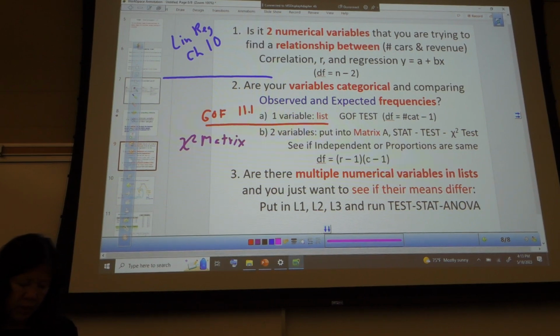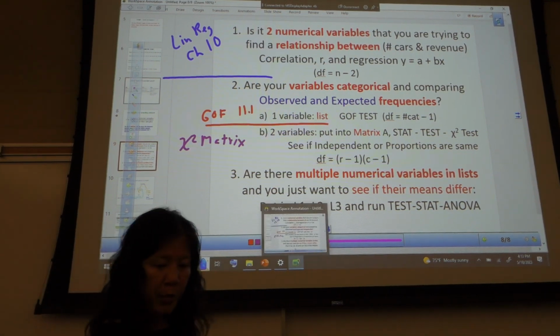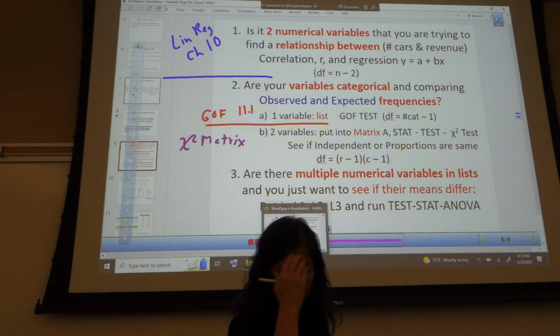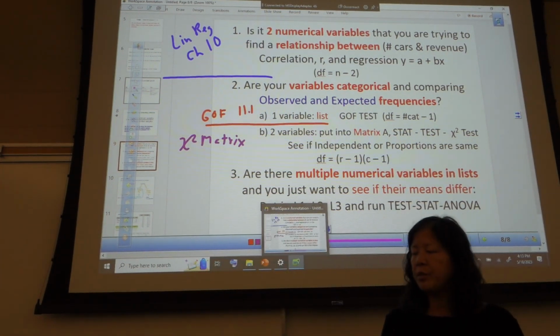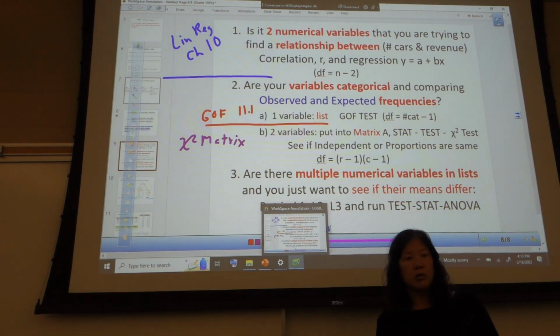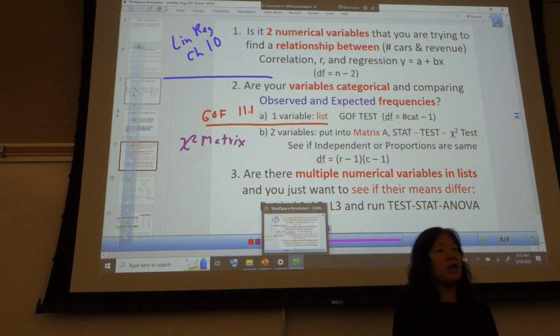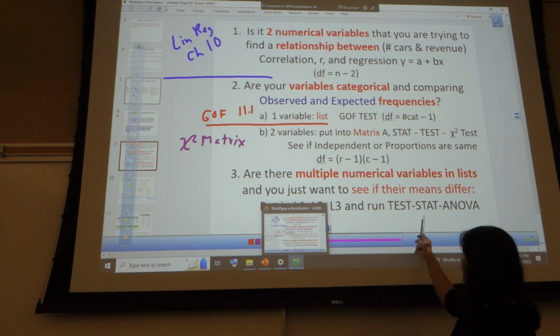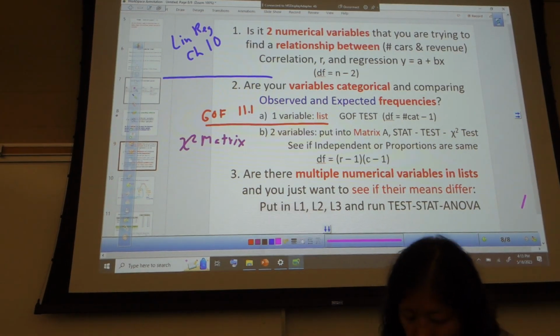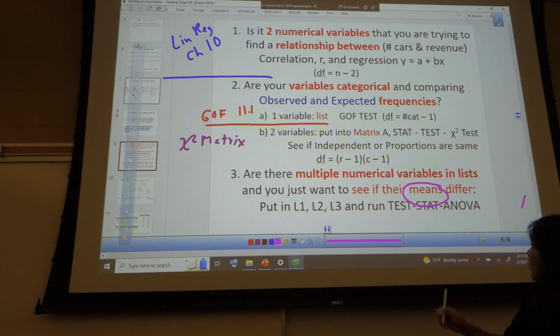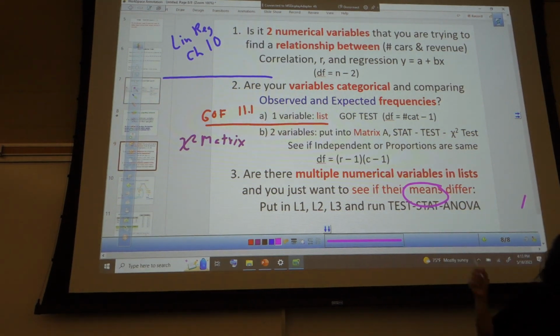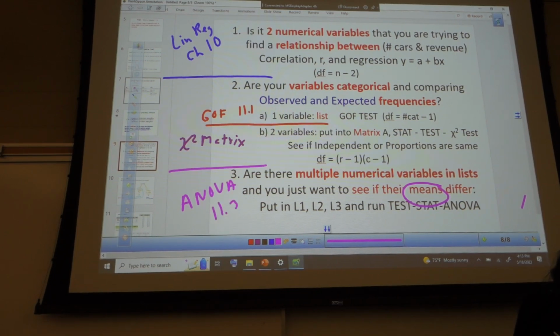And the last possibility is if what you know about them is a number, but then you also know what group they're in. So you actually know what group they're in and also a number, so you kind of know one is a category, but the second thing is a number. And it will always say mean on there. Always. They're talking about means, or at least averages. So that's the ANOVA. 11.3. This one's 11.2.